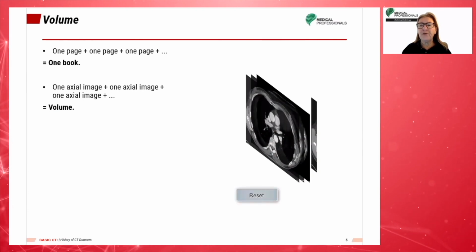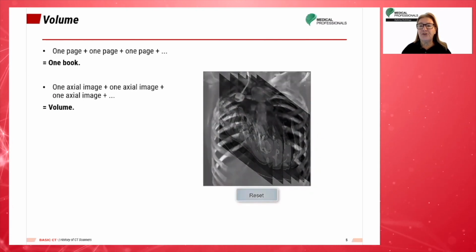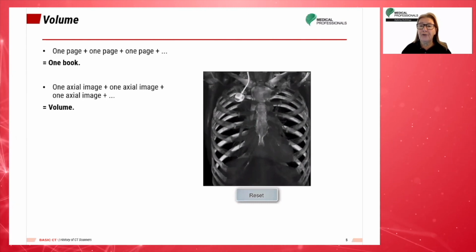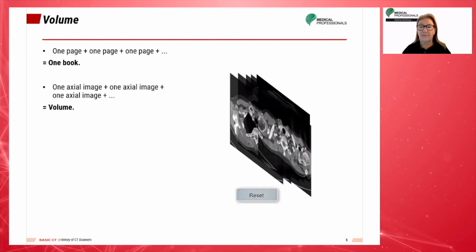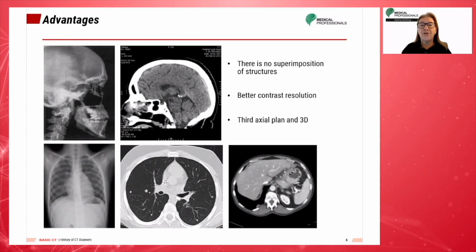A volume is reconstructed from the axial images which are already acquired. Volume formation involves stacking images to form a volume with some pre-processing. The principal advantages of CT are no superimposition of structures, better contrast resolution, and third, axial plane and 3D reconstruction.